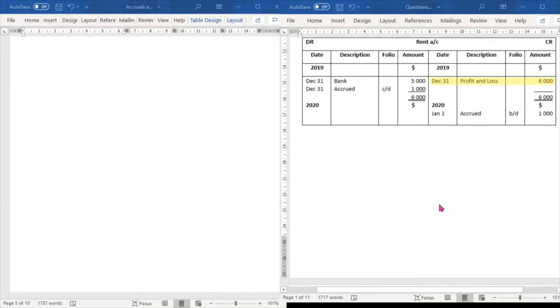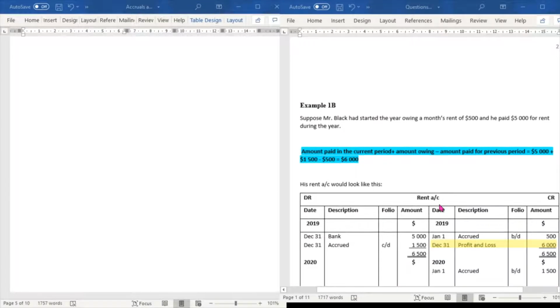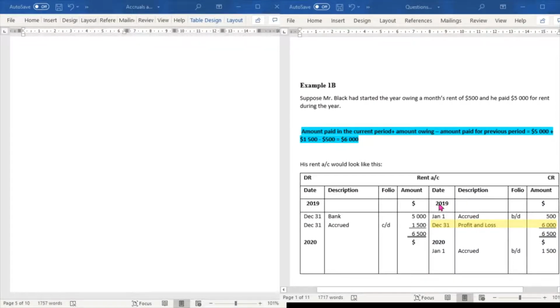Let us look at another example. Supposing Mr. Black had started the year owing a month's rent of $500. We're using the same information as before. The monthly rent is $500 per month. And he started the year owing 1 month's rent of $500.